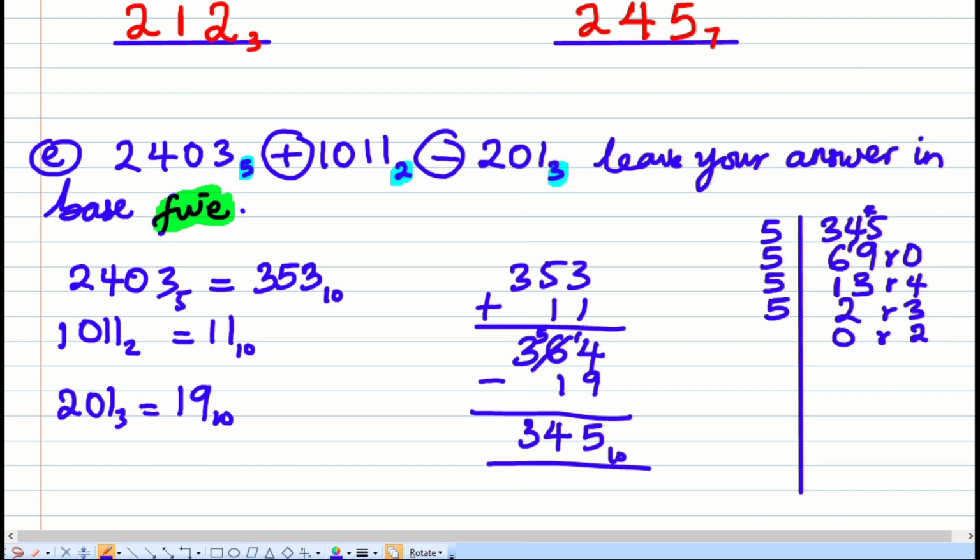So we take our answer as usual, from the bottom to the top. So don't forget to take your answer this way. So the final answer is 2340 in base 5, and that's it.